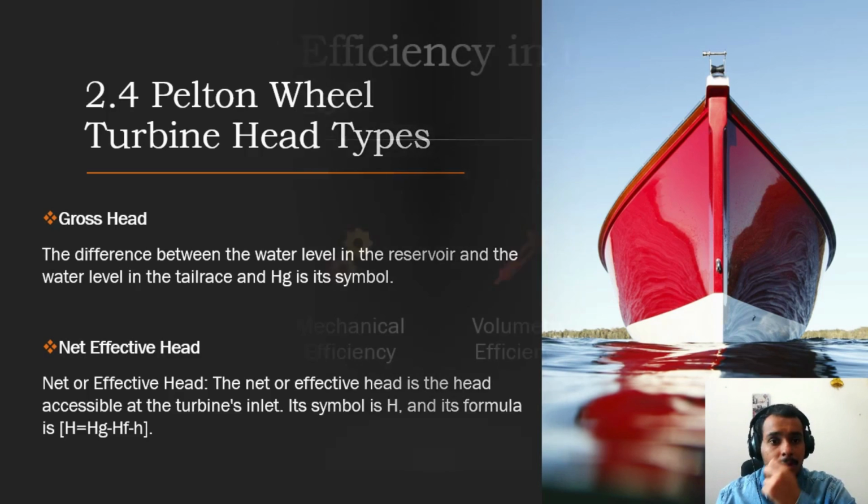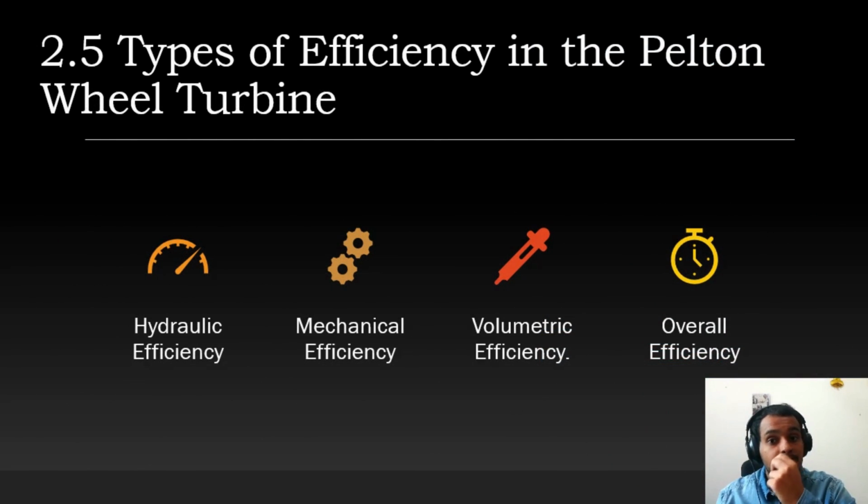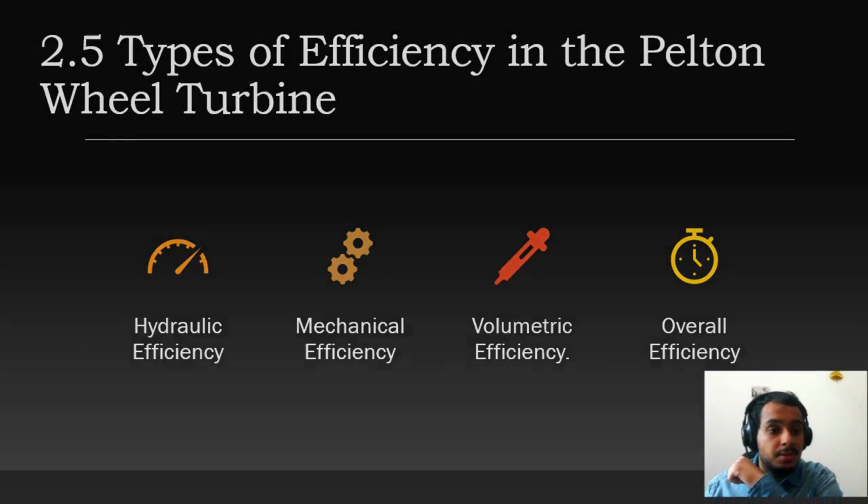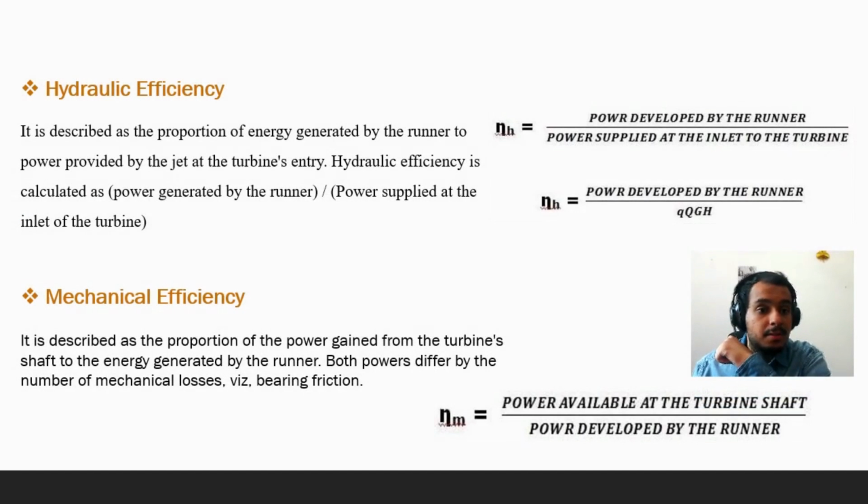So, types of efficiency in the Pelton water turbine. There's the hydraulic, the mechanical, the volumetric, and the overall efficiencies. In explanation, the hydraulic efficiency is described as the proportion of energy generated by runners to the power divided by the jet turbine's entry.